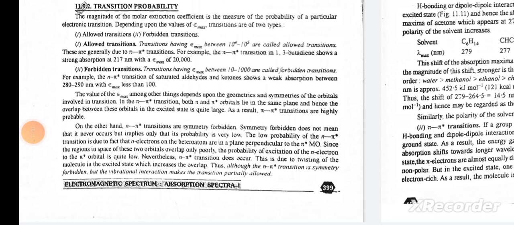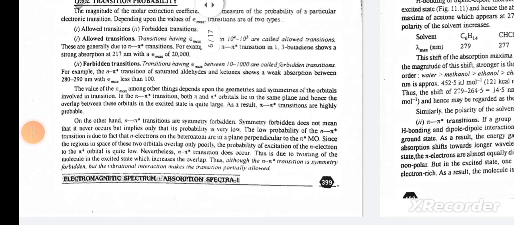The low probability of the n to pi star transition is due to the fact that n electrons on the heteroatom are in a plane perpendicular to the pi star MO. Since the regions in space of these two orbitals overlap only poorly, the probability of excitation of the n electron to the pi star orbital is quite low. Nevertheless, n to pi star transition does occur. This is due to twisting of the molecule in the excited state, which increases the overlap. Thus, although the n to pi star transition is symmetry forbidden, the vibrational interaction makes the transition partially allowed.